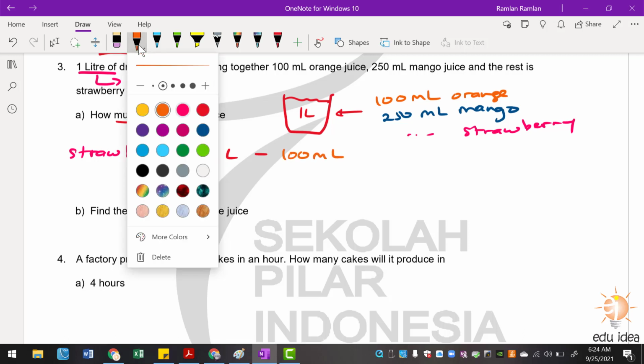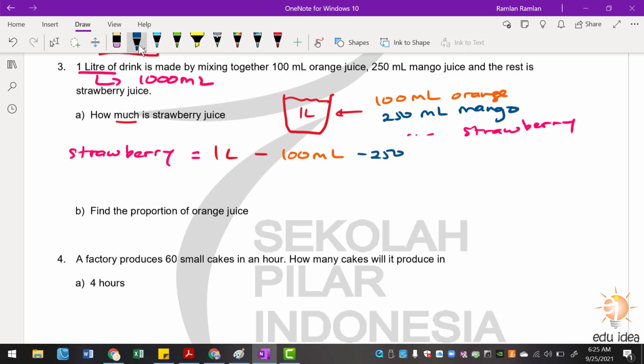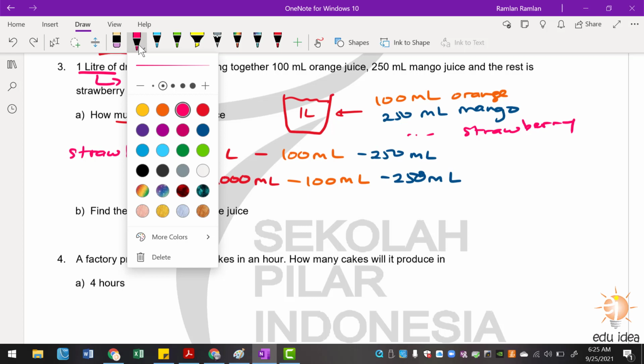And then subtract that again with 250 milliliter, because 250 milliliter is the mango juice. And then we only need, because we know that 1 liter is 1000 milliliter, so we can convert that into 1000 milliliter, and then subtract that by 100 milliliter, and then the last one is to subtract that by 250 milliliter. Okay, so we can just go straight and subtract all of these numbers because they have the same exact units. Okay, so be careful with the unit. So this is going to be equal to 650 milliliter.